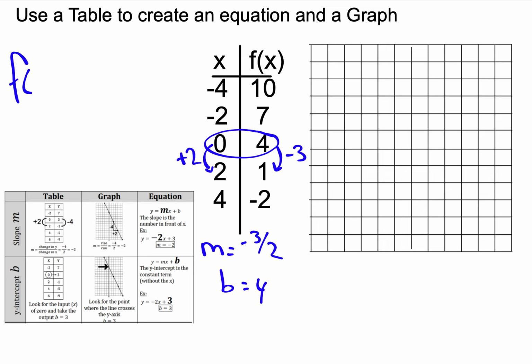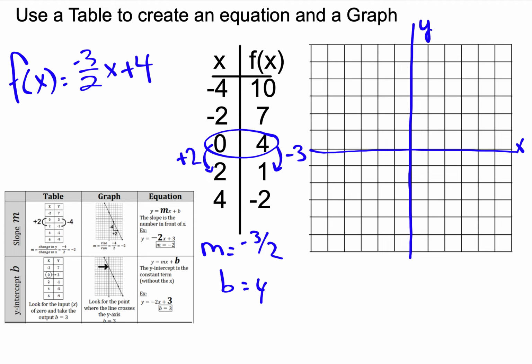So this is f of x. That's just what it's called here. F of x is negative 3/2 x plus 4. And then for the graph, I need to create an x-axis and a y-axis. And label these 2, 4, 6, and then on the y-axis going down, negative 2, negative 4, negative 6. On the x-axis going to the right, counting up, and to the left we count down.